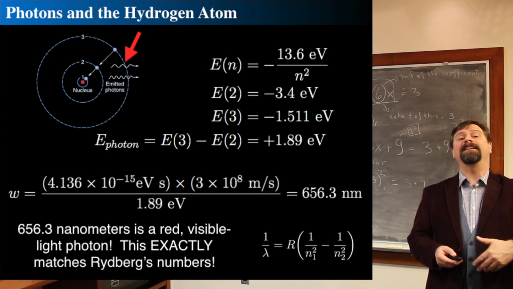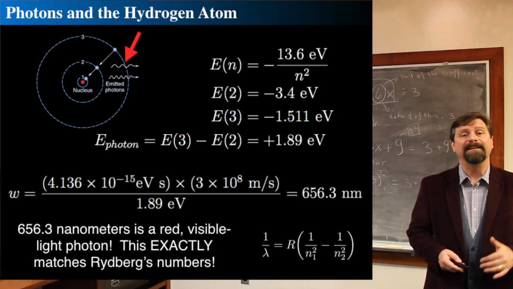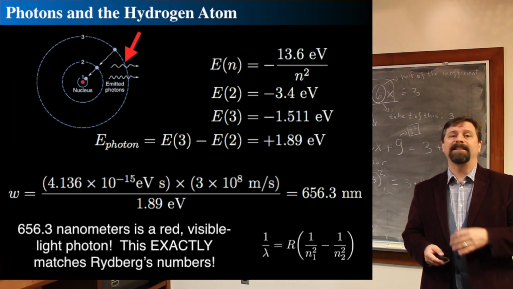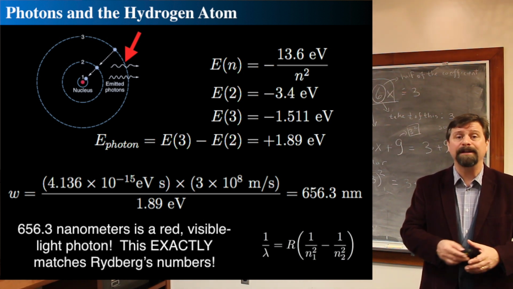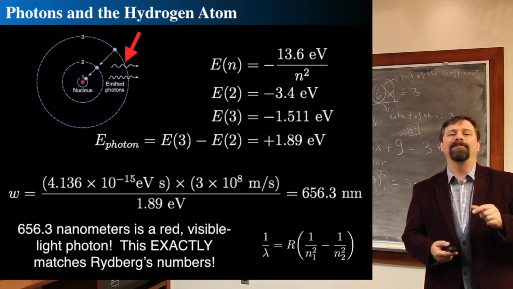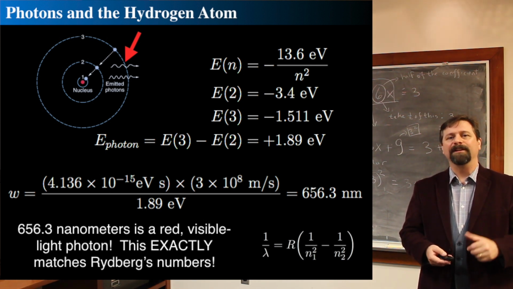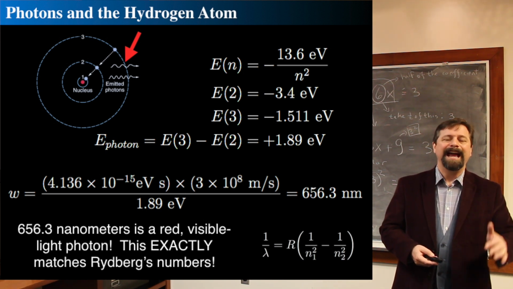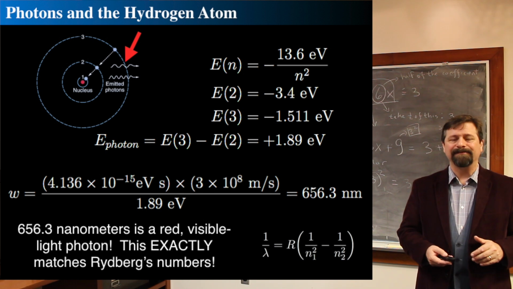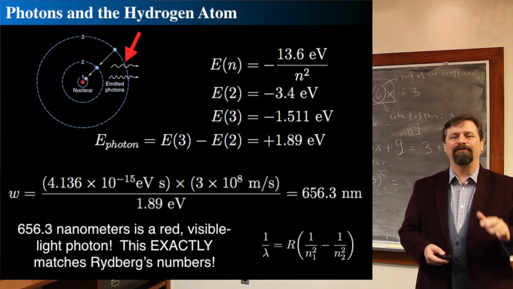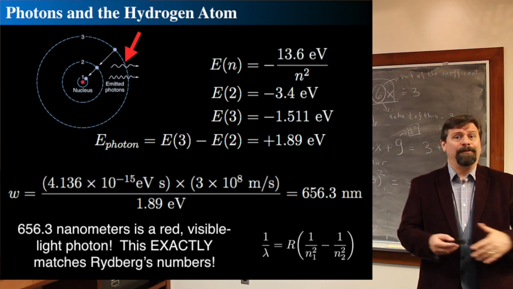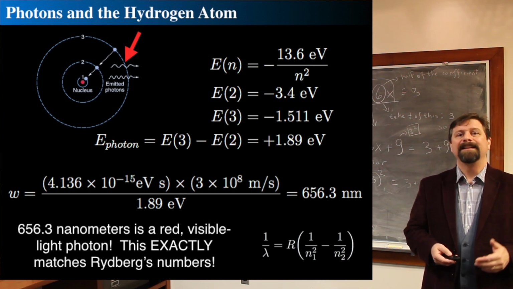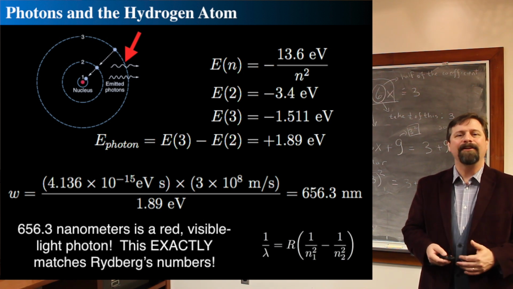We convert that using the formula that Einstein discovered in 1905 that got him the Nobel Prize, and we find 656.3 nanometers. And if we look at that, that is Rydberg's formula for the transition between 3 and 2, and that is exactly the wavelength of light that is predicted. That's exactly the wavelength of light that you observe in a spectroscope. That is the transition in the red area of the spectrum.